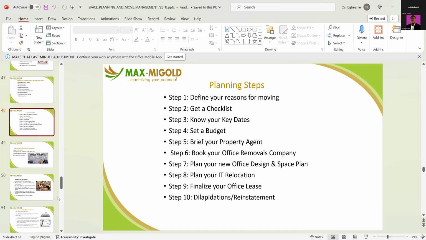When the move is going to happen, there are some steps that you need to take. One of the things you need to do first is the reason for the move, which we have discussed. The next thing is that you get a checklist. Know your key dates, which we are going to see through this presentation. You also need to set a budget. Brief your property agent. Book your office move company.